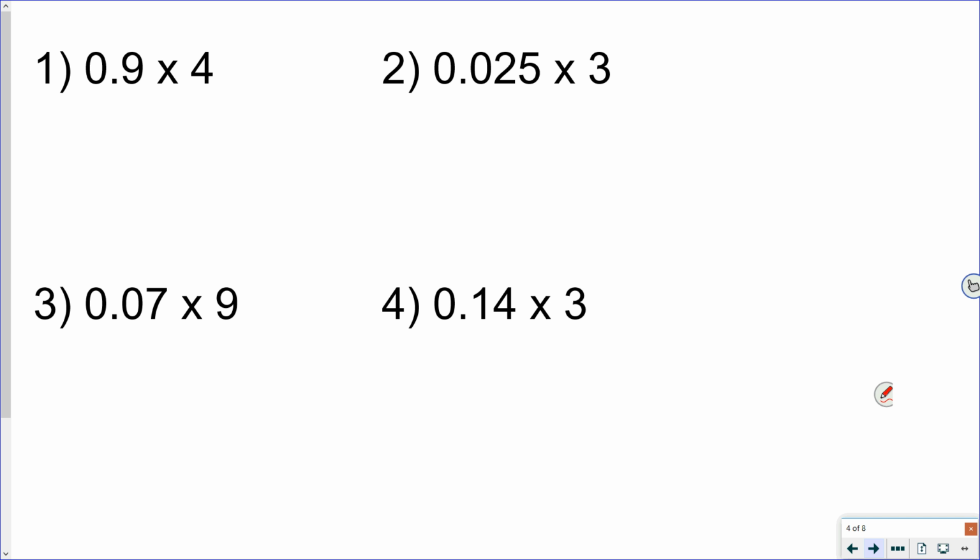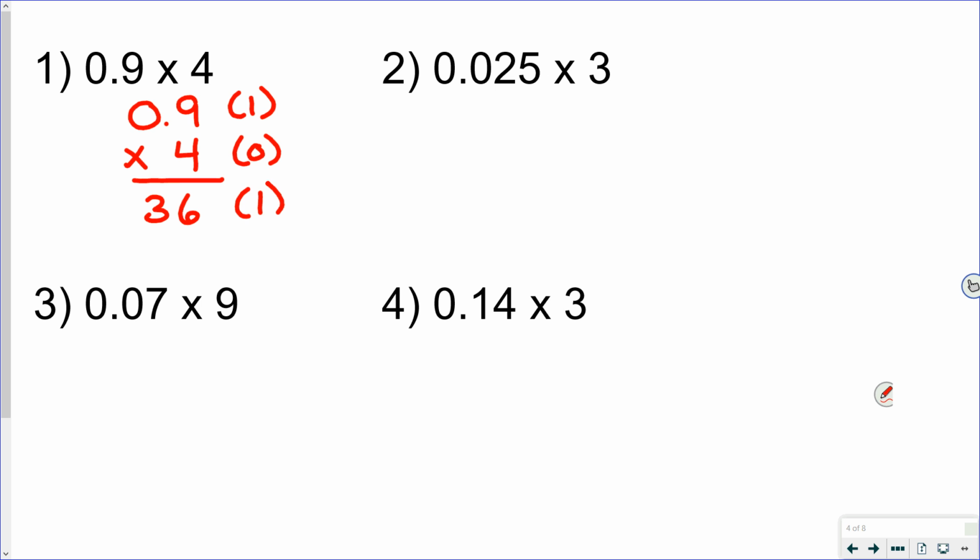So if I take 9 times 0.4, or 0.9 times 4, sorry, I had that switched around. So I take 9 times 4, which is 36. 0.9 has one digit behind the decimal point. 4 has none. So my answer needs a total of one digit behind the decimal point. So my answer is 3.6.